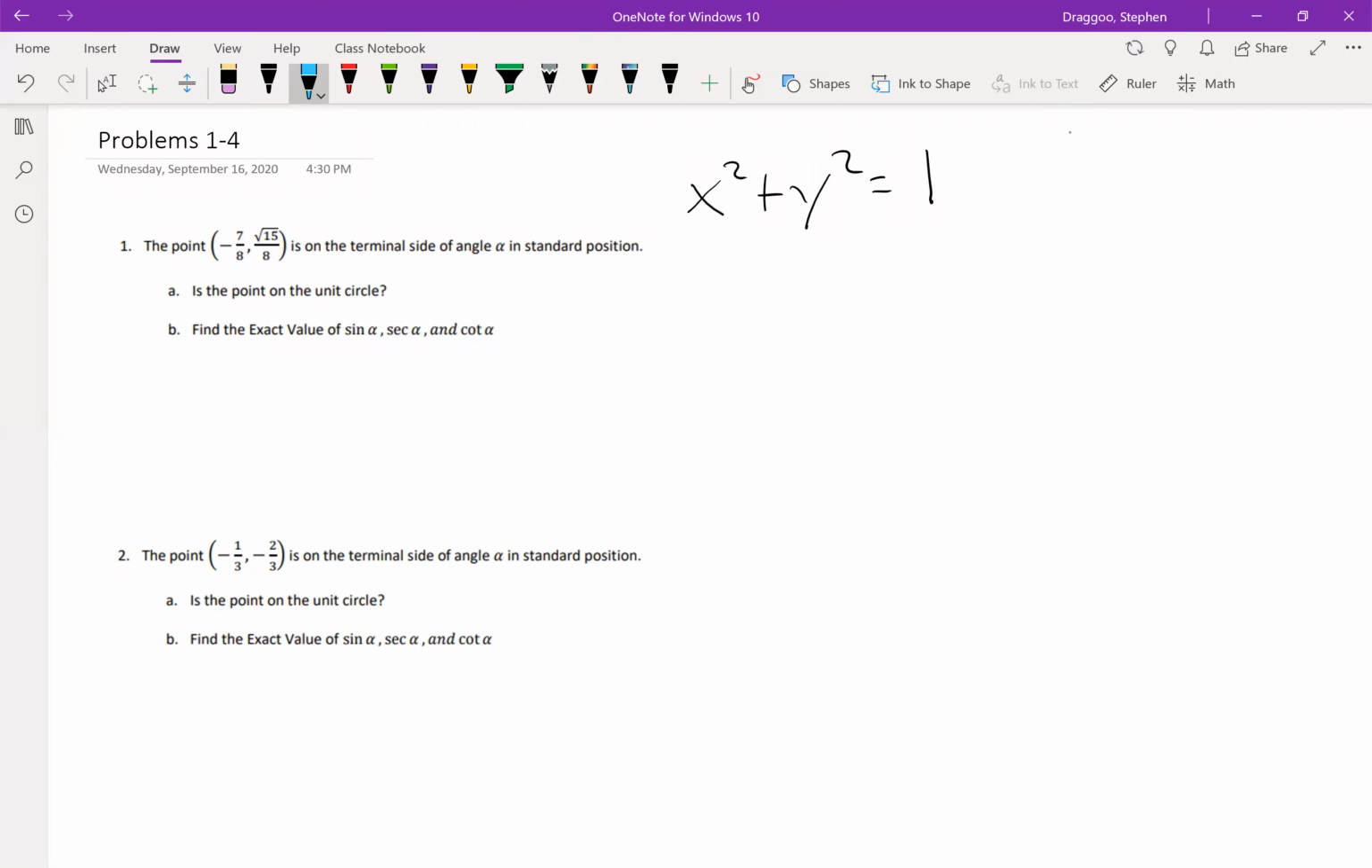Recall that the equation of the unit circle is x squared plus y squared equals 1. So if I want to check to see if a point is on the unit circle, I can just take those x and y points, plug them into the equation, and if I get 1, I'm on the unit circle, and if I get anything else, my point is not on the unit circle.